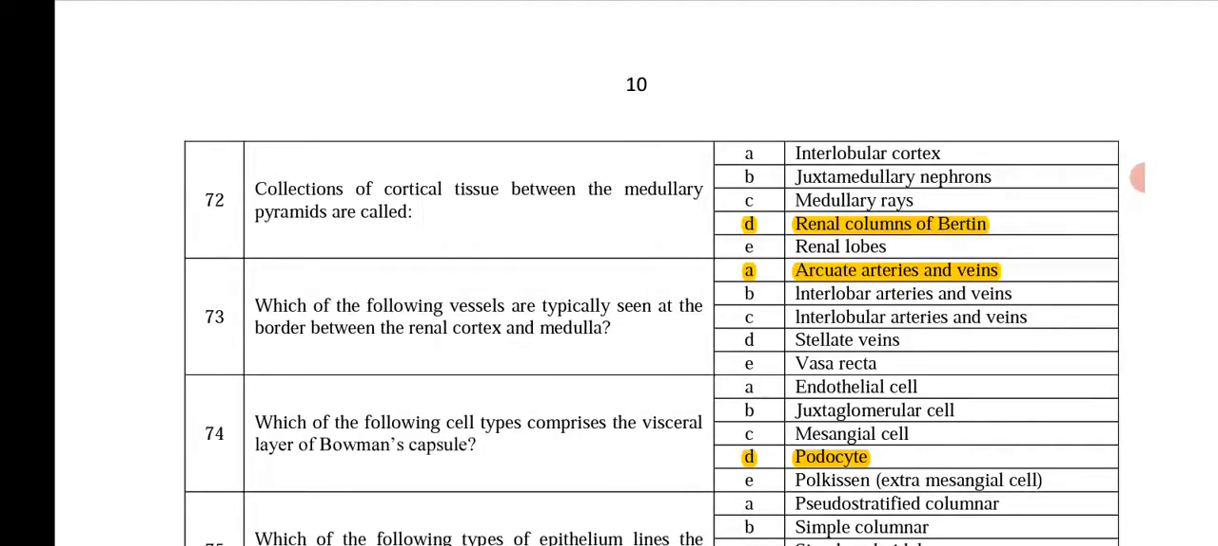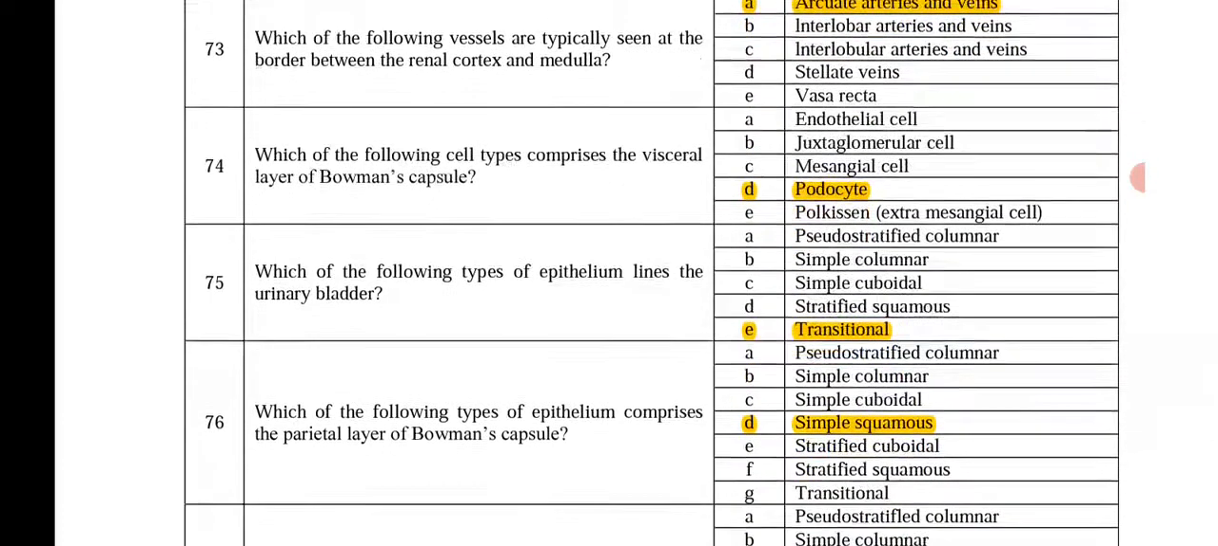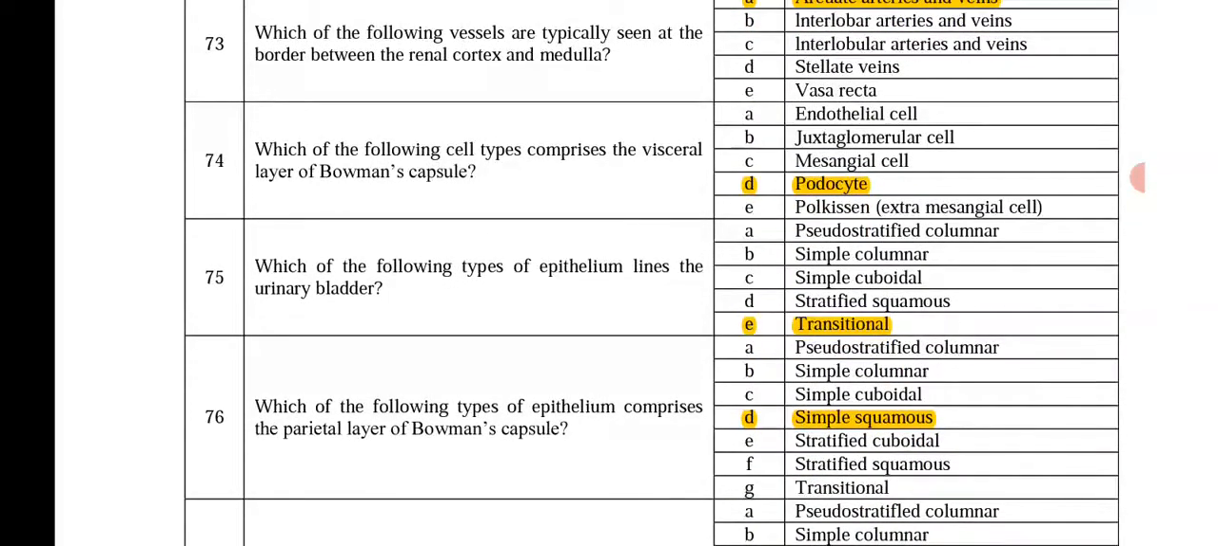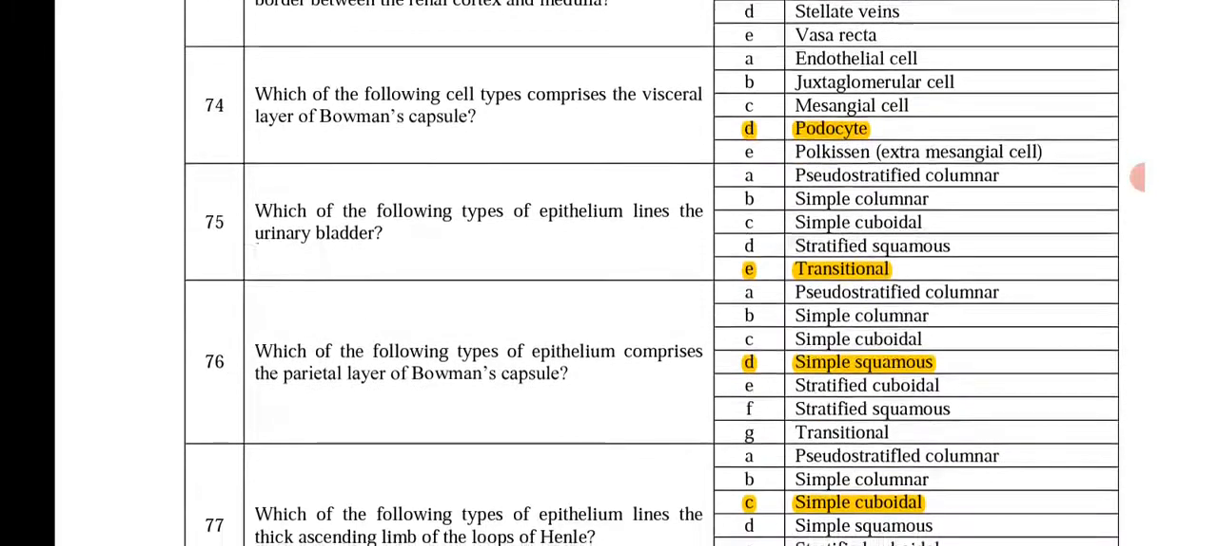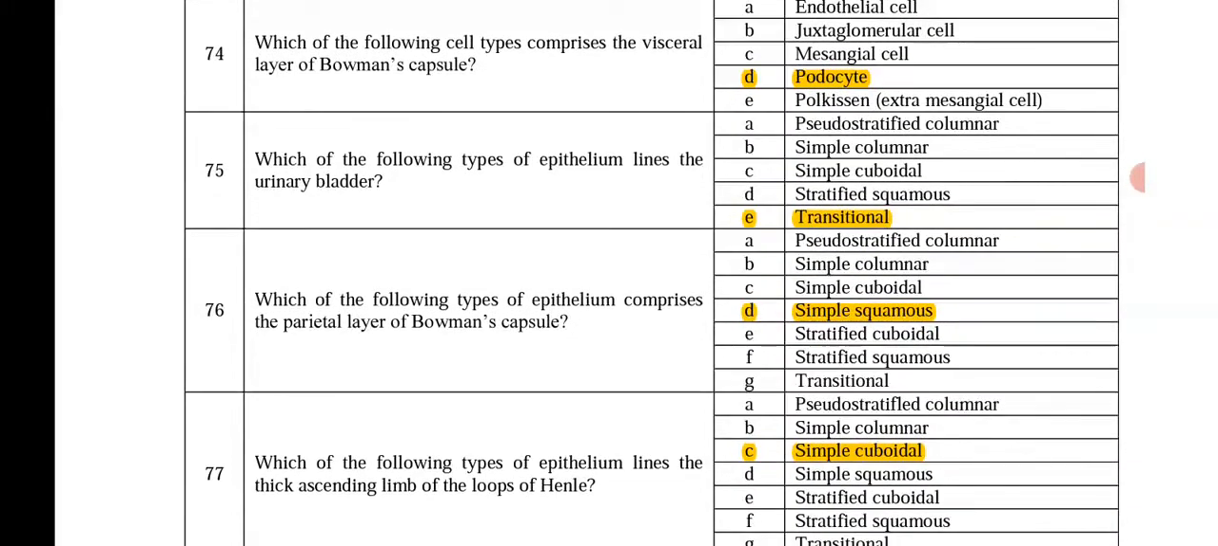Which of the following vessels are typically seen at the border between renal cortex and medulla? Arcuate arteries and veins. Which of the following cell types comprises the visceral layer of Bowman's capsule? Podocyte. Which of the following types of epithelium lines the urinary bladder? Transitional epithelium. Which of the following types of epithelium comprises the parietal layer of Bowman's capsule?